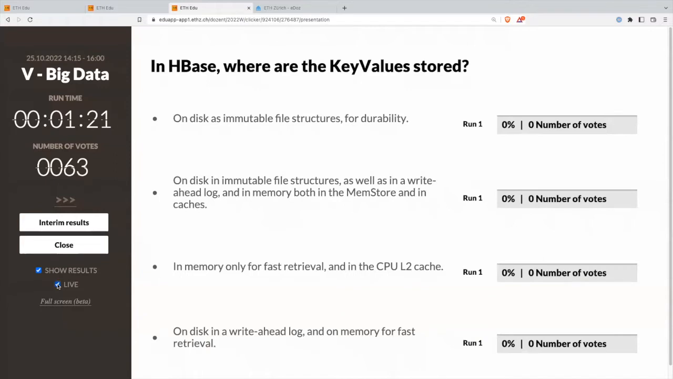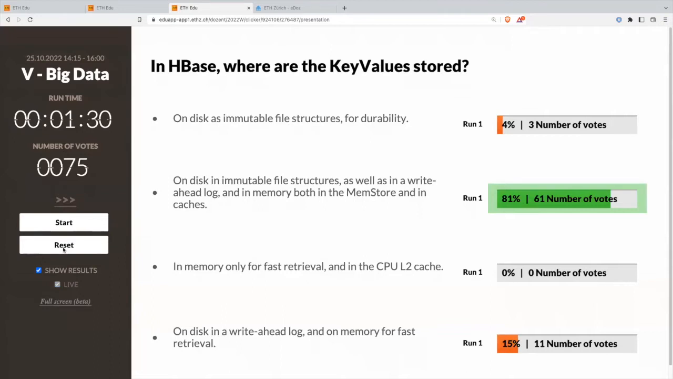So let's take a look at your answers. And there is a majority. Is the majority correct? Yes, it is. So indeed, it's at plenty of places. So it's on a write-ahead log. The write-ahead log is just in case we have a crash and we lose everything that is in memory, it's gone forever. If we put it in a write-ahead log, then we make sure that we can recover it if something happens to the machine before we get a chance to flush the data in memory.